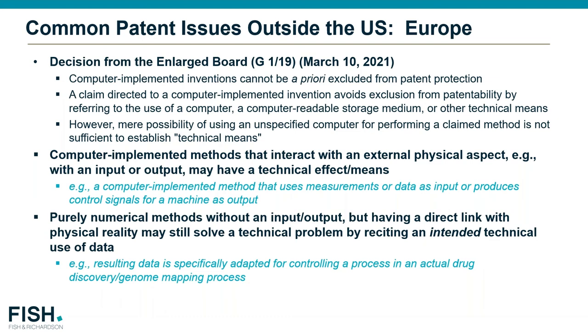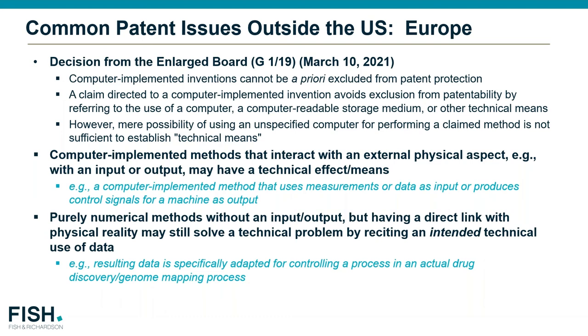And a claim directed to a computer implemented invention avoids exclusion from patentability by referring to the use of a computer, a computer readable storage medium, or other technical means. However, mere possibility of using an unspecified computer for performing a claim method is not sufficient. It doesn't give the technical means or effect that the European examiners are looking for.